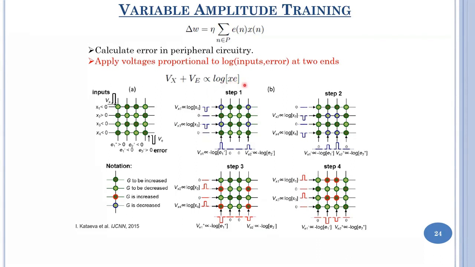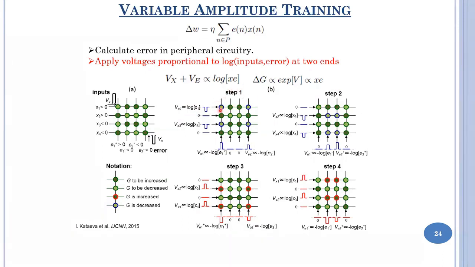Now log X1 plus log E1 is nothing but log of X times E. And if the conductance of your RM has exponential dependence on the voltage across it, then just by encoding these errors and inputs in logarithmic value, you can ensure that your conductance change is proportional to X times E. So you had this encoded as log of X1, and this as minus log of E1, so the effective voltage was log X plus log of E, which becomes log of X times E.